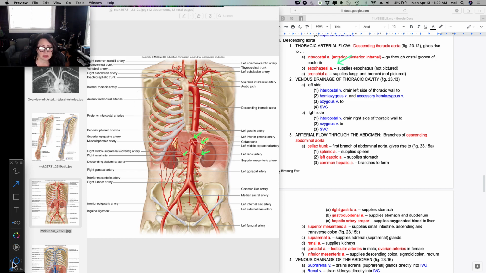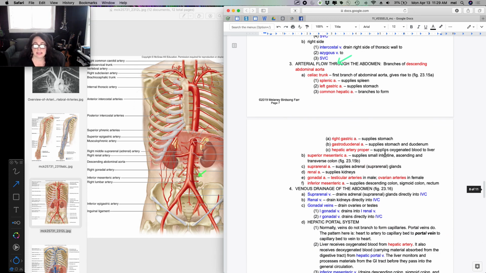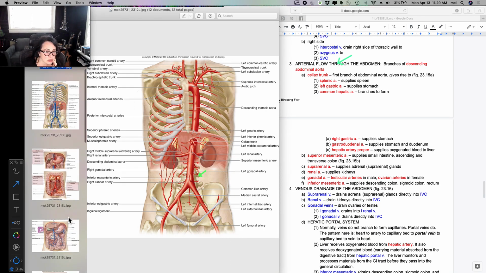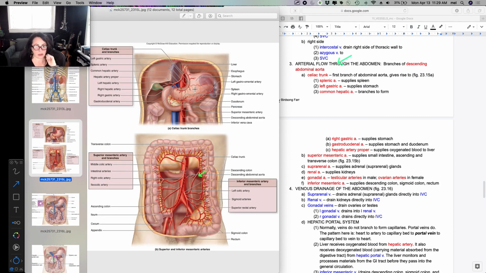So the easy ones, I think, that don't have a whole lot of branches are the suprarenals, the renals, the gonadals, right? And then the other ones we're going to study in a little bit more detail. Okay, so let's look at the celiac trunk, which people have a lot of trouble with. The first branch off of the abdominal aorta is the celiac trunk. Let's go and look at that one. It's this top figure that you're seeing right here. Let me make it a little bigger.